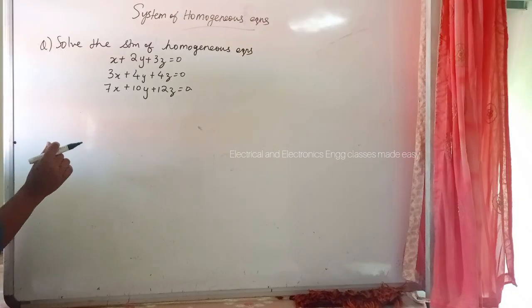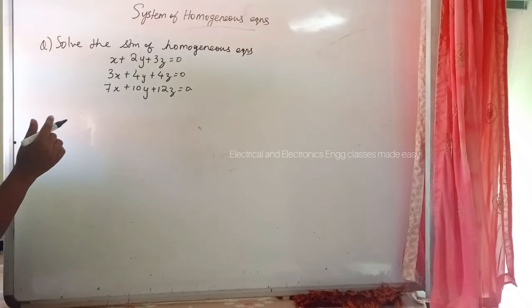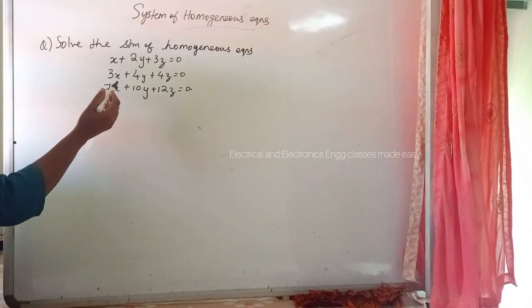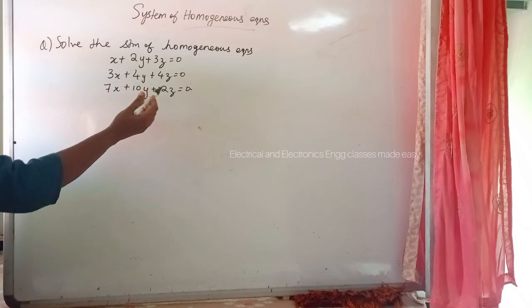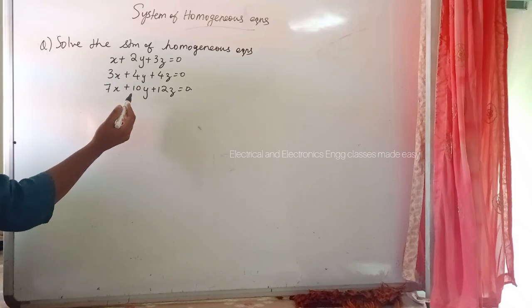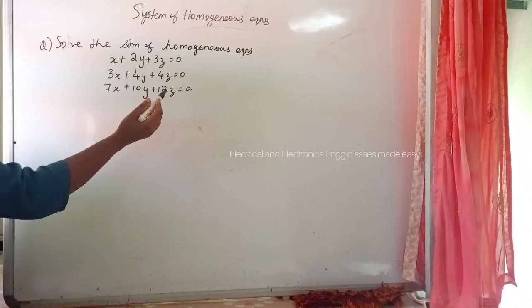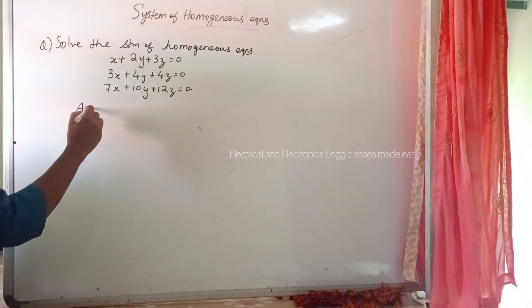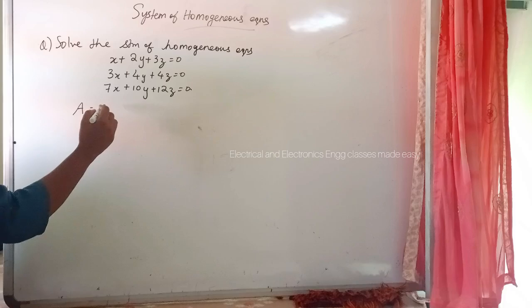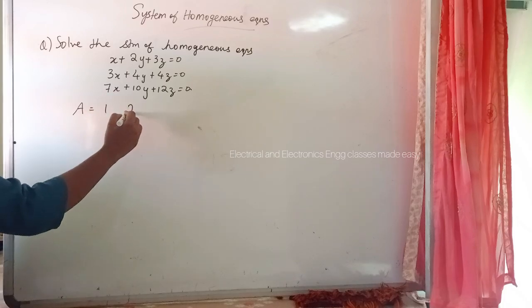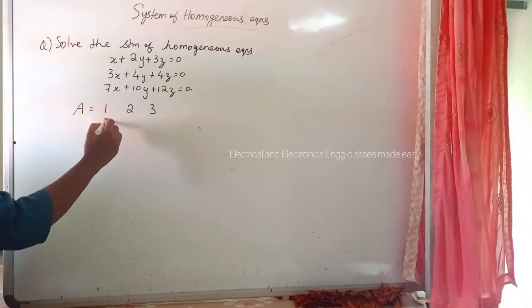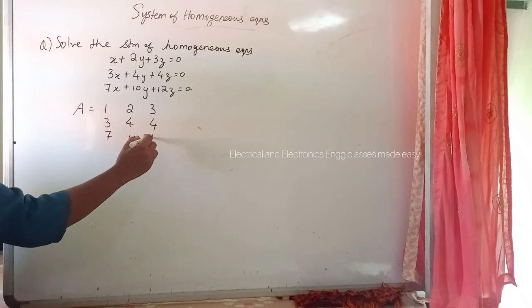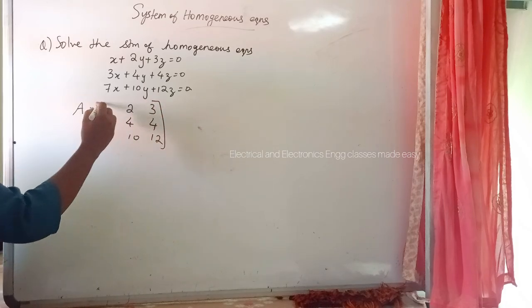Let us do a problem. Solve the system of homogeneous equations. x plus 2y plus 3z equal to 0. 3x plus 4y plus 4z equal to 0. 7x plus 10y plus 12z equal to 0. So here first of all we have to find the matrix A, that is the coefficient matrix, that is A is equal to 1, 2, 3, then 3, 4, 4, 7, 10, 12. So this is matrix A.